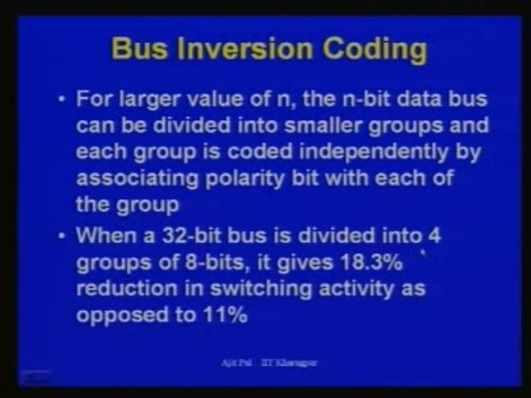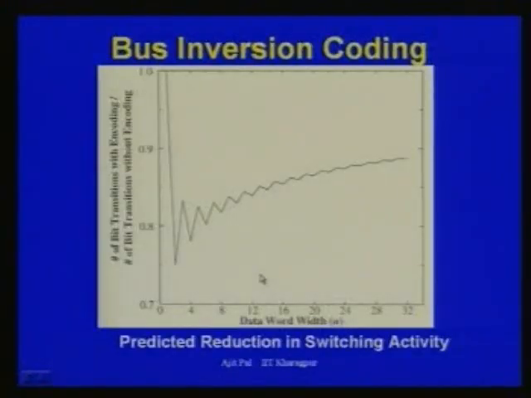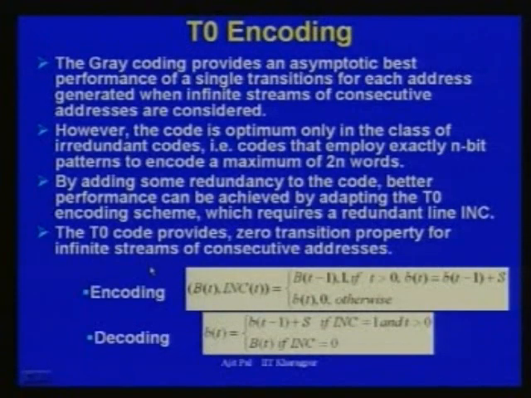But whenever you do 4 grouping, you require 4 additional lines, that means 4 into 8, 32 plus 4. So, by using more redundancy, you can have a larger reduction in power dissipation. Here, for different data sizes, say 2 to 32, how the number of bit transitions is decreasing is being shown.